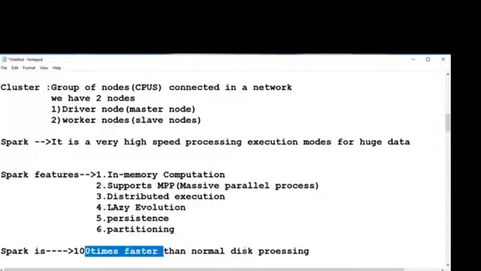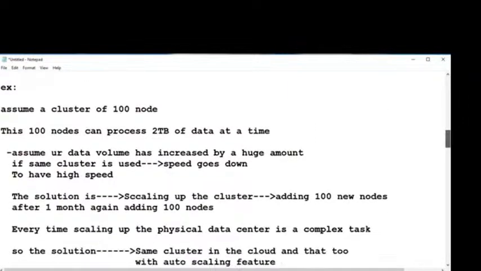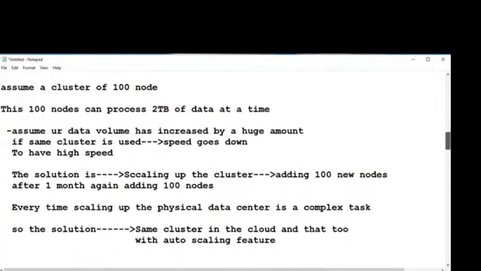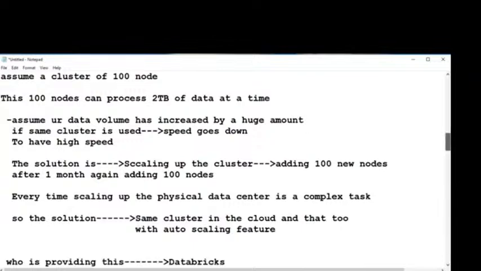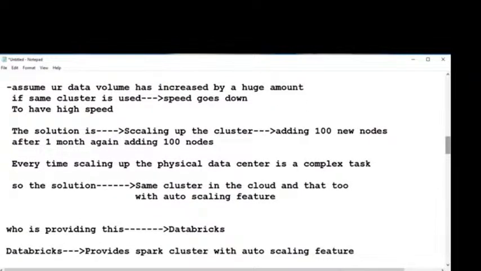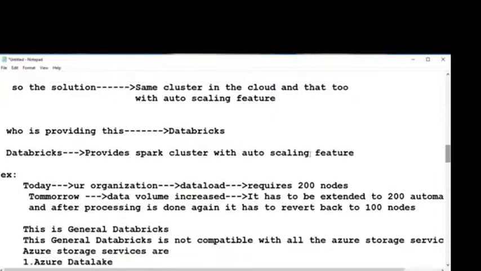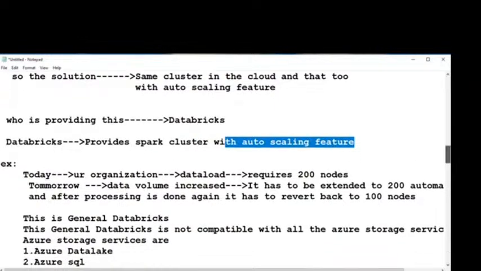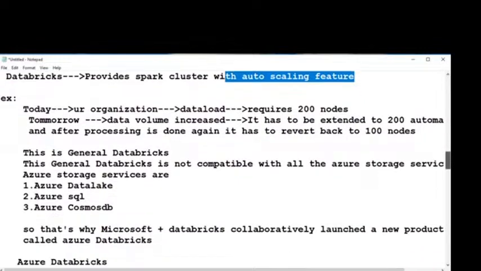Spark is 100 times faster than normal disk processing, right? So if you have a cluster, automatically, if your data increases by a huge amount, it is going to scale. That is the auto scaling feature. And whenever that work is done, it will come back to the original cluster size. Who is providing this? Databricks. Databricks provides a Spark cluster.